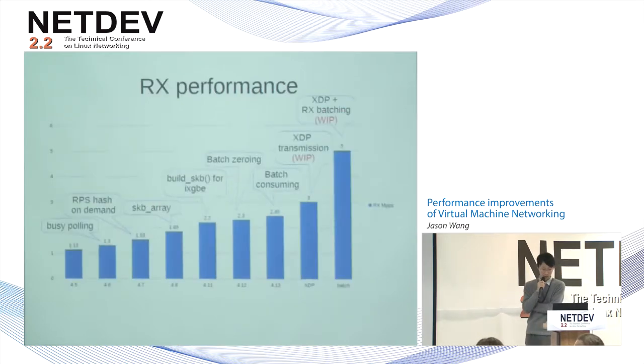Okay, here's the RX performance. We can see that from Linux 4.5, we get many interesting features which can help the performance. The one thing I want to mention is, let's take a look at 4.11. The ixgbe driver switched to use build SKB. So after this commit, we can also get some improvement. This is an example of how we can benefit from the improvement of a host driver. And the two major improvements are still under development. The first is the XDP transmission. We can see that after we use it, we can increase the performance from 2.45 million PPS to 3 million. And if we do RX batching on top, we can get about 5 million RX PPS.